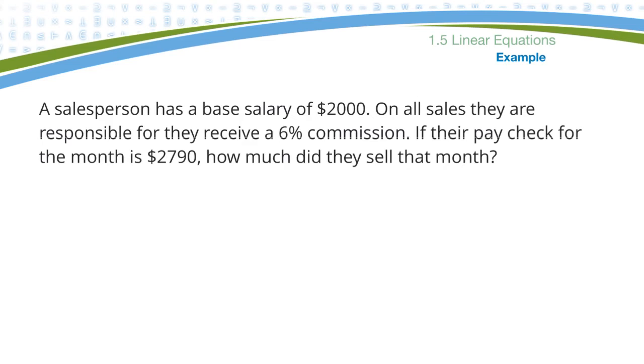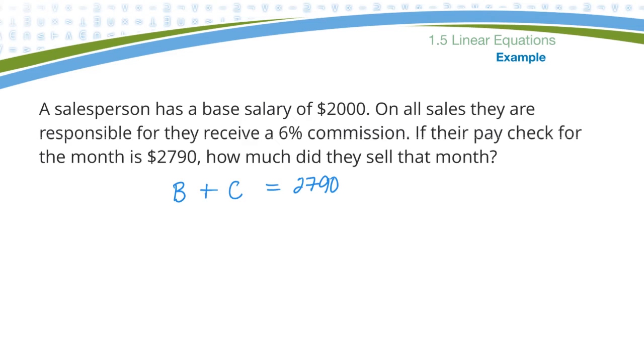Okay, so they say the base salary of a salesperson is $2,000. On all sales they're responsible, they get 6% commission. So their paycheck is $2,790 plus how, so they want to know how much did they sell that month. Okay, so their salary, or how much money they get a base salary plus they get commission. And all told, that's $2,790 in a month.